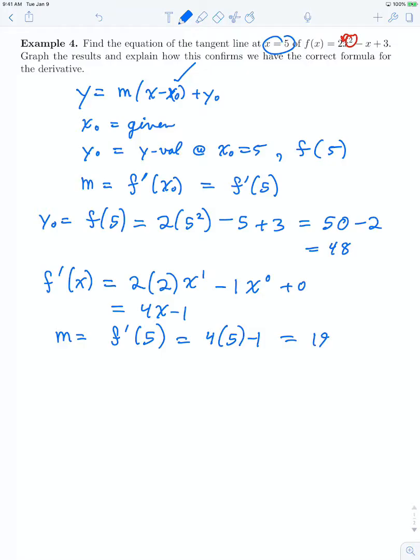And now I can just plug all of this information into my point slope form of the line. I guess I didn't circle the 5 up above in red. I'll do that. Just plug those 3 numbers in and you're done with the first part. So y equals 48, x minus 5 plus 19.